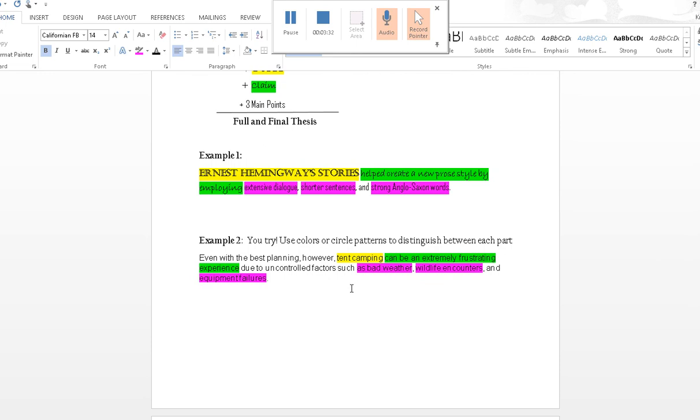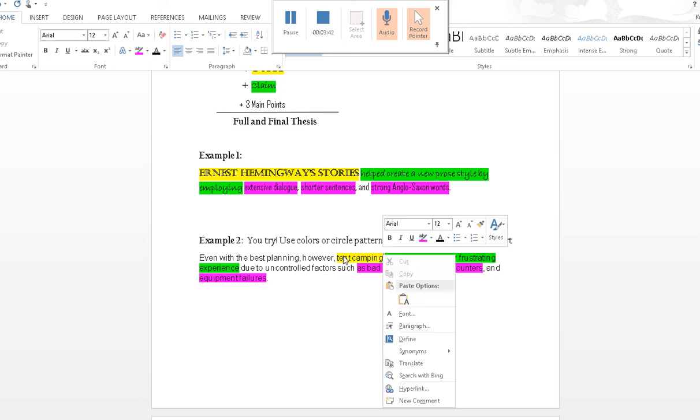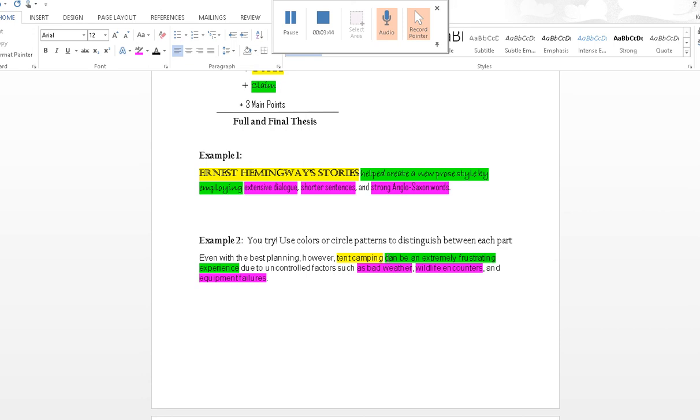Even with the best planning, however, tent camping can be an extremely frustrating experience due to uncontrolled factors such as bad weather, wildlife encounters, and equipment failures. So the paper is about tent camping. That's the topic. This person's trying to say that it can be extremely frustrating. That's more into opinion, which is more persuasive. So again, I urge you not to persuade, but it would be a fine persuasive thesis.